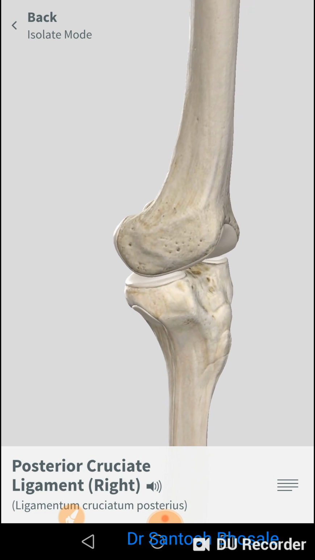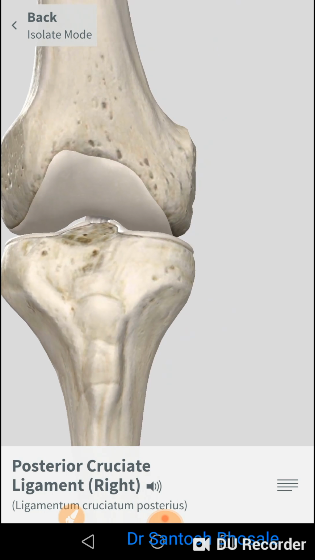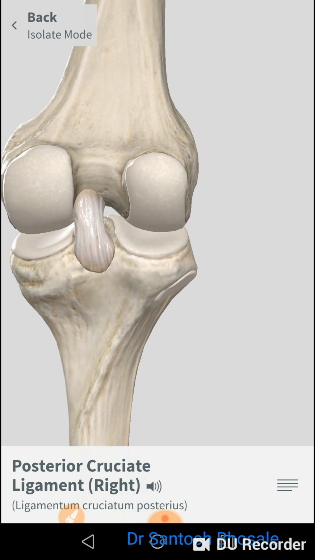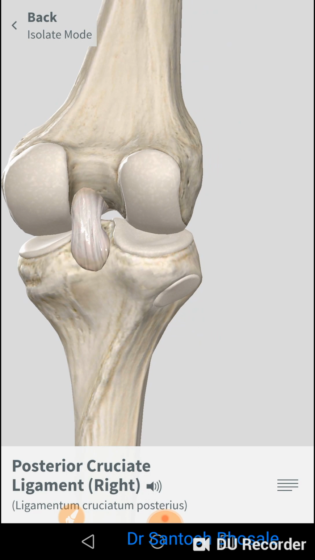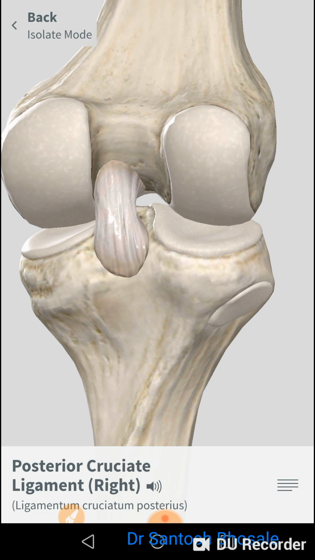the lateral surface of the medial condyle. This is the posterior cruciate ligament. So anterior cruciate ligament is attached to posterior part of medial surface of the lateral condyle, whereas the posterior cruciate ligament is attached to anterior part of the lateral surface of medial condyle. So intercondylar area gives attachment to these two cruciate ligaments, which form the main bonding between femur and tibia.